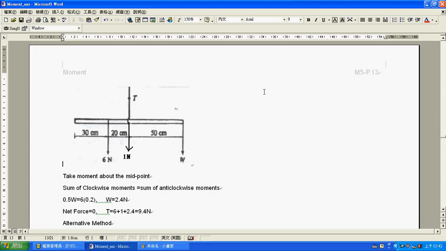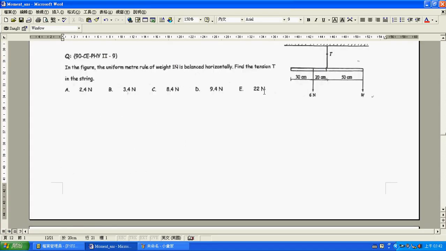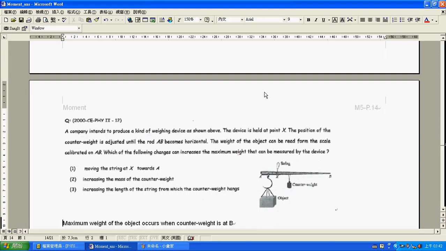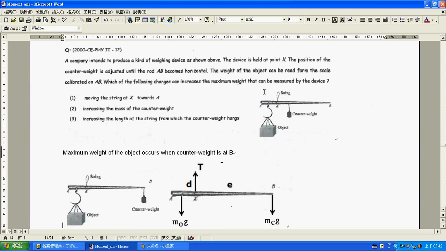Now in the last question, you've done this example. Let's move on to the next example, which is from the year 2000. Now it says a company intends to provide a kind of weighing device as shown below.